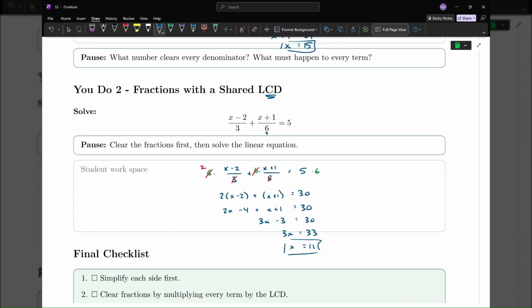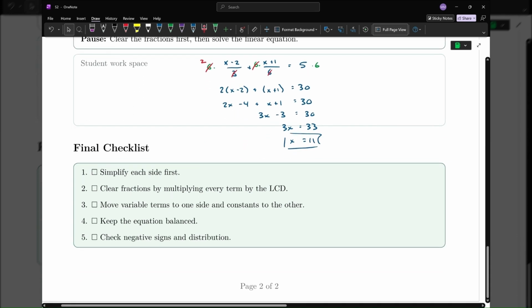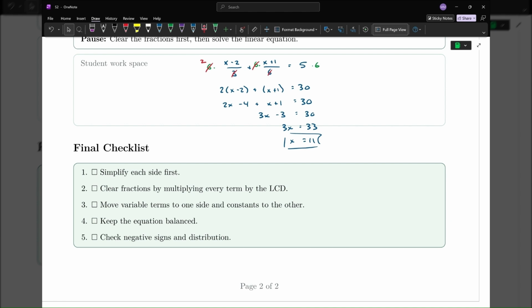And that's it. I have a little checklist for you as you work through these questions. First, make sure you're simplifying both sides. Clear fractions. If there are fractions, feel free to clear them by multiplying every term on both sides of the equation by the lowest common denominator or a common denominator. Move variable terms to one side and constants to the other. And then just make sure you're doing the same thing to both sides of the equation, and be careful with those negative signs. That's going to be it.